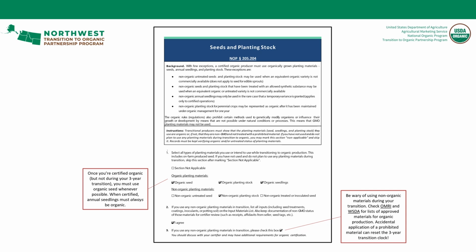This page discusses what seeds, seedlings, and/or planting stock you use. During your transition, you can continue to use non-organic seeds, seedlings, and stock if needed. However, you should not use any genetically modified seeds or seedlings during your transition, and you should be very careful about any treatments or coatings on those seeds or in potting soil. If you plant seeds that are treated or coated with a prohibited substance, that can potentially count as a widespread application of a prohibited substance and therefore reset your 3-year transition clock.